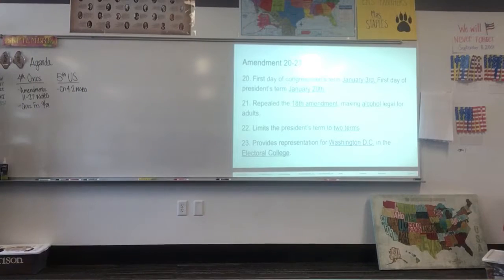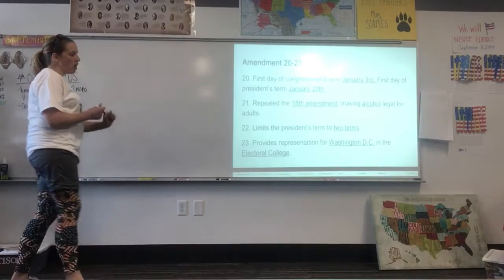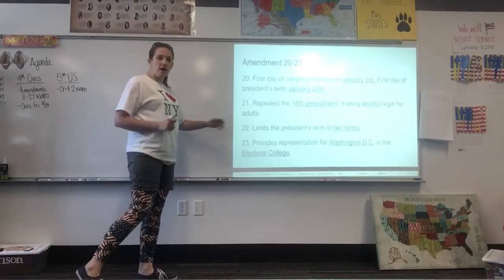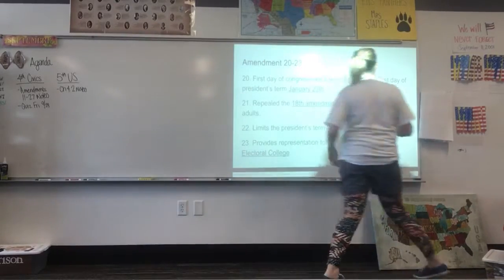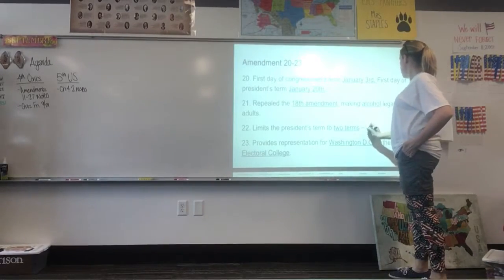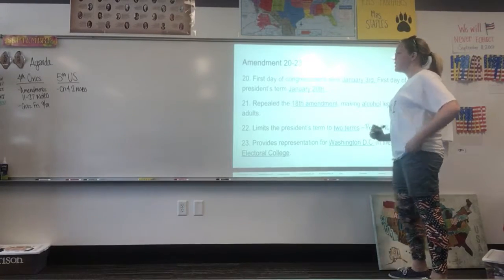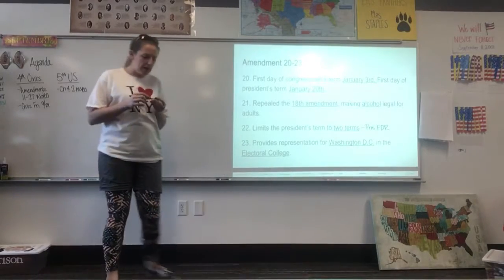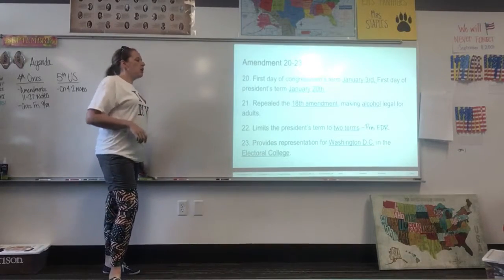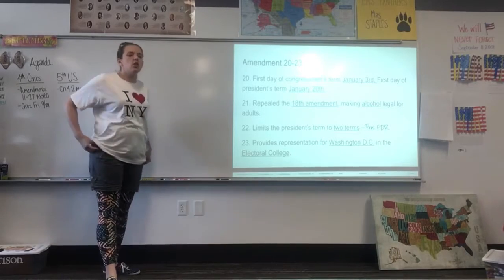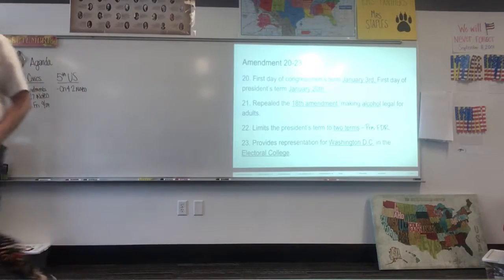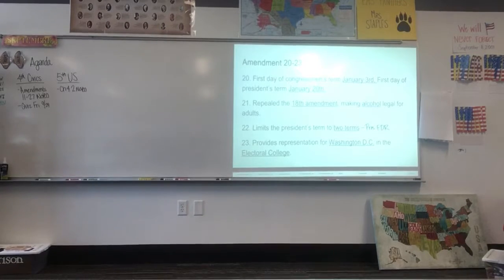Number 22 limits the president's term to 2 terms. And I want you to write something to the side of it. The president that caused this amendment to be passed was FDR, Franklin D. Roosevelt. Because on the Constitution test, it might say what president caused there to be a term limit, and that would be FDR. Presidents are only allowed to run for 2 terms.